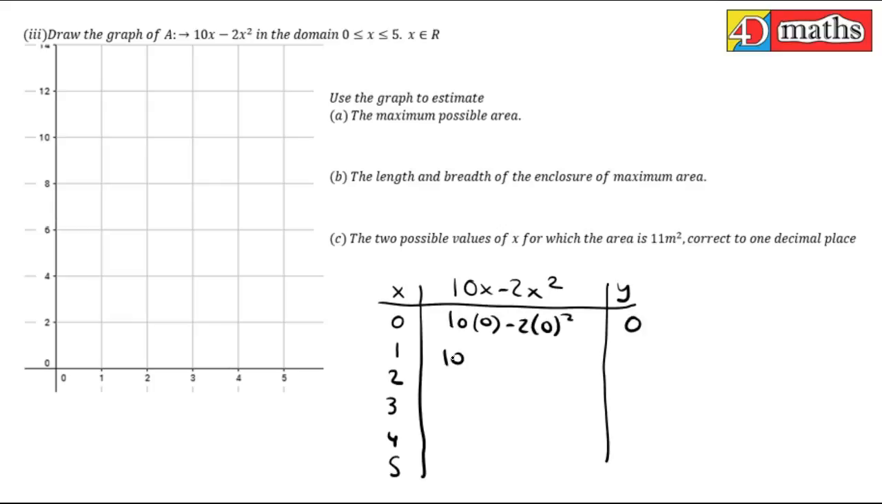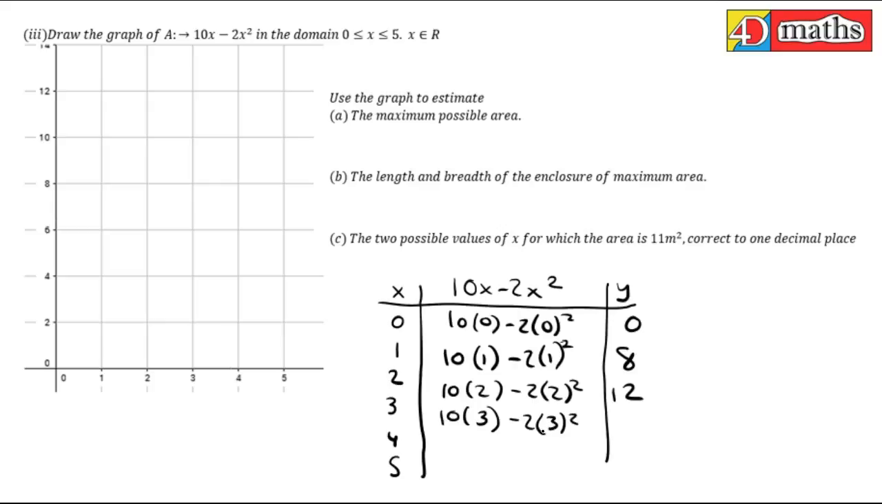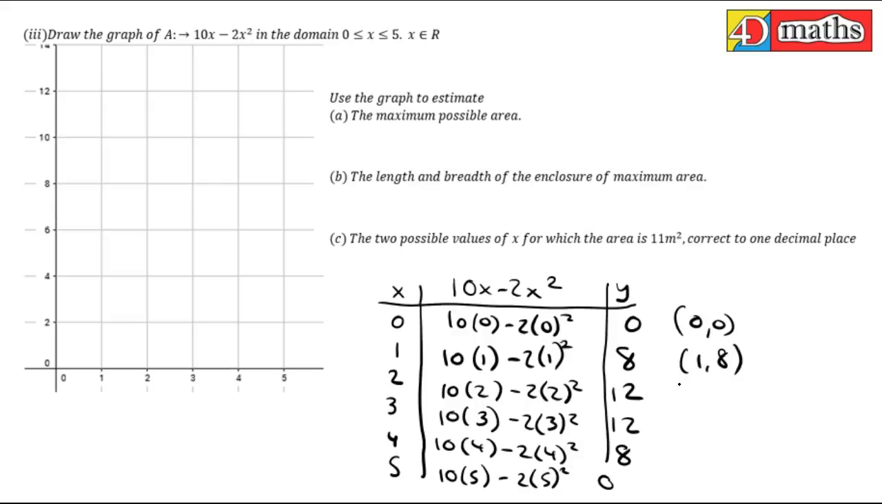I get 0. Put in 1, I get 8. Put in 2, I get 12. Putting in 3, I get 12 as well. Putting in 4, I get 8. And putting in 5, I get 0. Okay, so my points are (0, 0), (1, 8), (2, 12), (3, 12), (4, 8), and (5, 0).